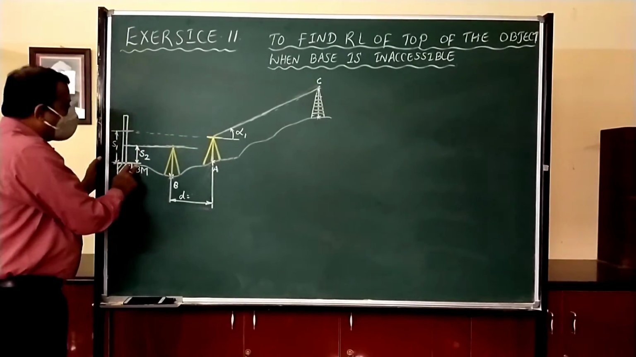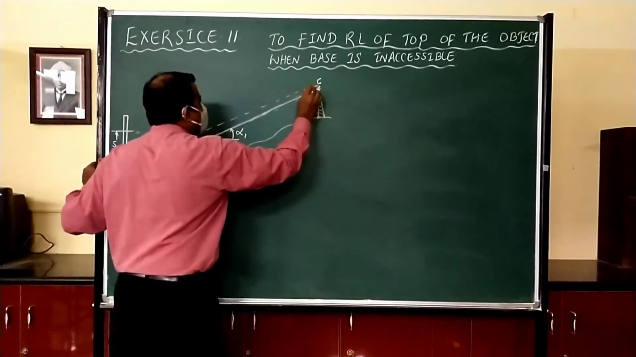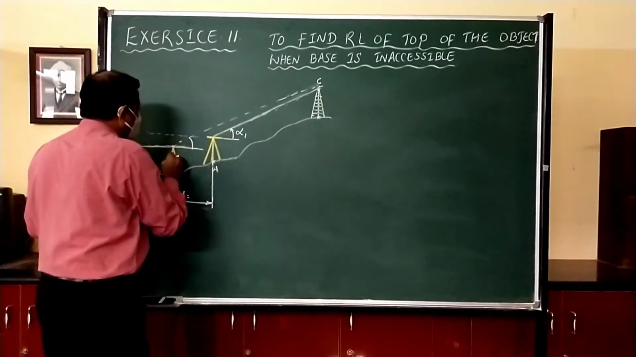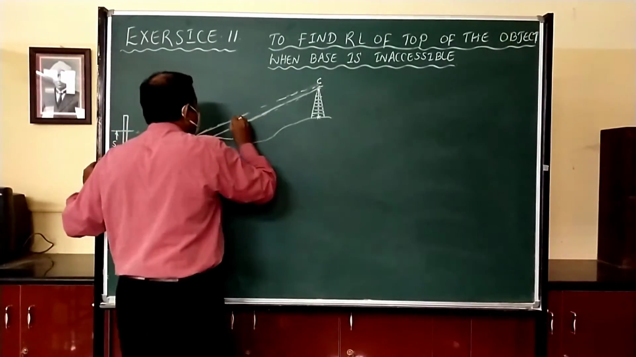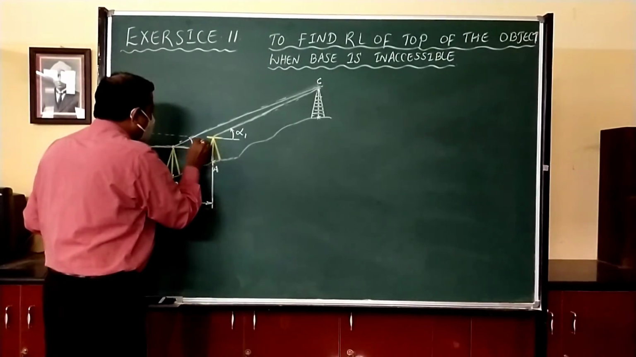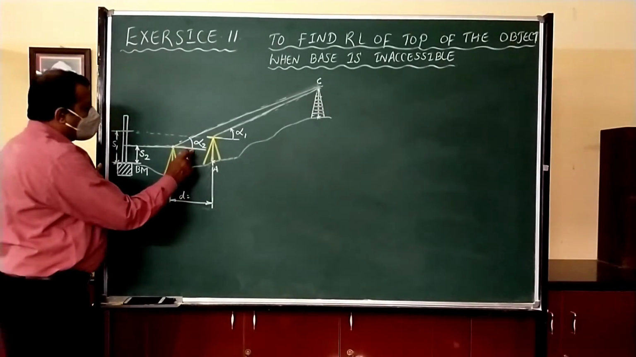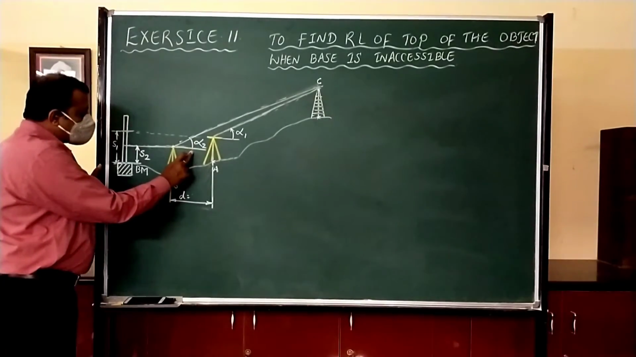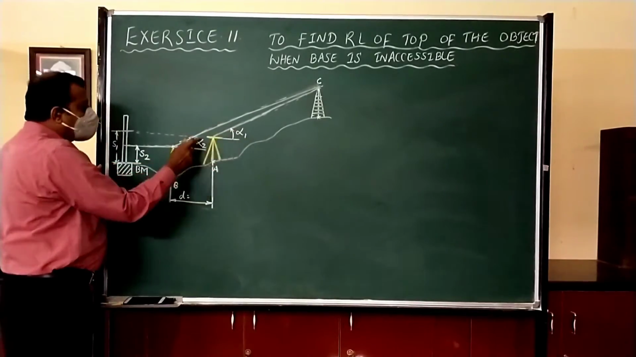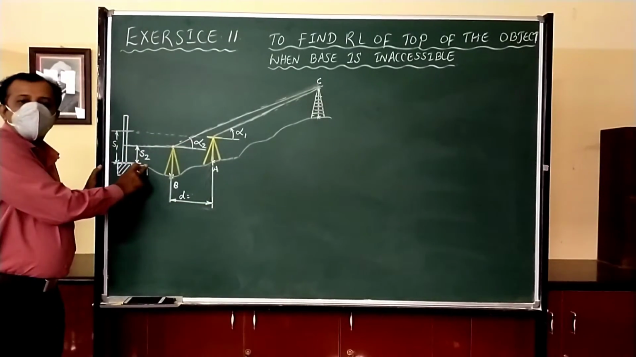After taking the staff reading S2, now bisect station C and note down the angle. Let this angle be alpha 2. Alpha 2 is the angle measured from station B. Note down these observations in the field: alpha 1, alpha 2, distance D, S1, and S2.